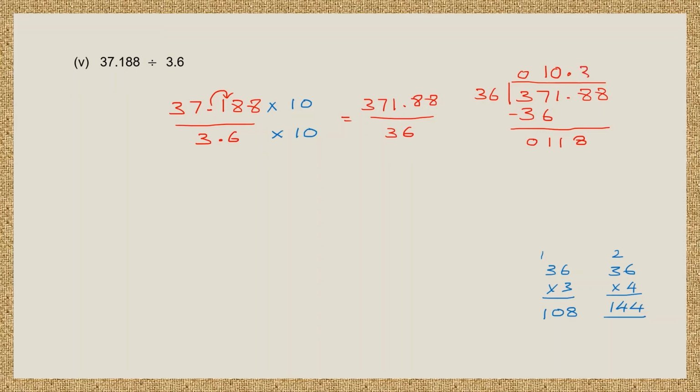36 threes are 108, minus. 8 minus 8 is 0, 1, and I bring down the 8. Now it is 108. 36 threes are 108, minus. So my final answer to this question is 10.33.